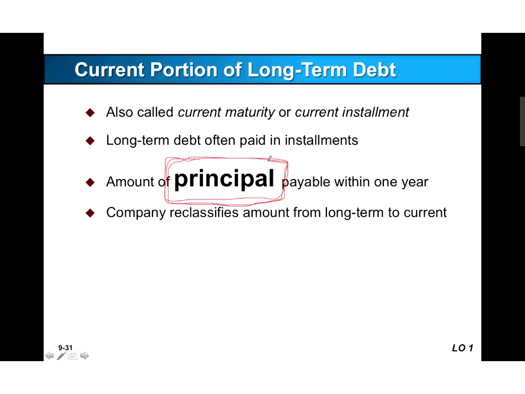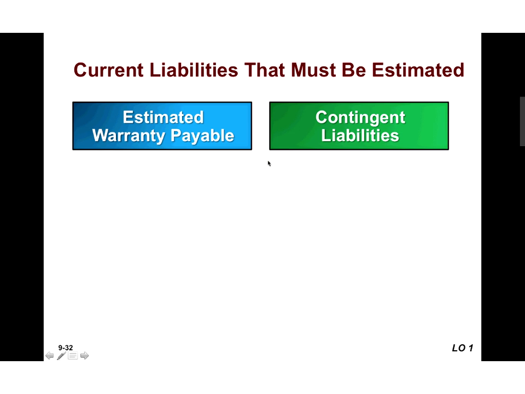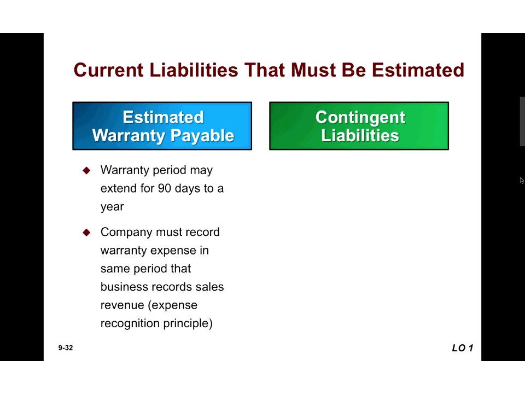Okay, so the next category is amounts that must be estimated, the current liabilities that have to be estimated. Estimated warranty payable. When a company sells a product, oftentimes it has a guarantee, a warranty, that comes with it. The company doesn't know for sure that you're going to bring it back or that it will fail, but it knows a certain percentage will need warranty service. So we have a liability called warranties payable that we have to estimate.